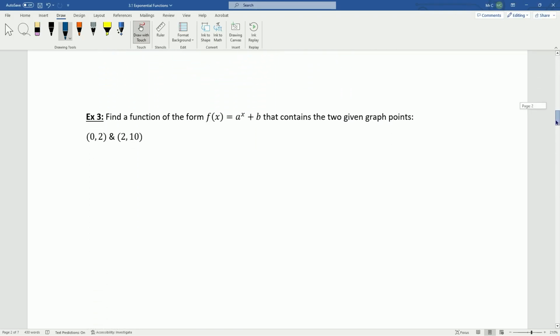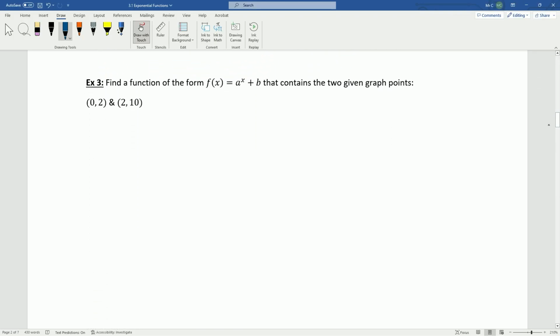Okay, so let's take a look at another example. This is a similar one. Find a function of the form f of x equals a to the x plus b that contains the two given graph points. So the other one was c times a to the x. This one is a to the x plus b. So slightly different algebraically.